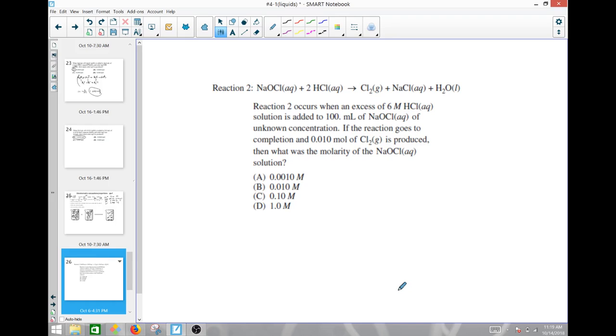NaOCl and HCl form chlorine gas. So we got a reaction here. Reaction 2 occurs when an excess 6 molar HCl, that's this guy, is added to 100 milliliters of this stuff of unknown concentration. If the reaction goes to completion and 0.01 moles of chlorine is produced, what was the molarity of the NaOCl solution? All right, so a bunch of stuff here. Let's start picking it apart. And you can pause this problem and try it. It's a nice stoichiometry problem here.